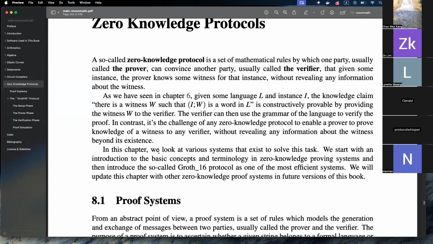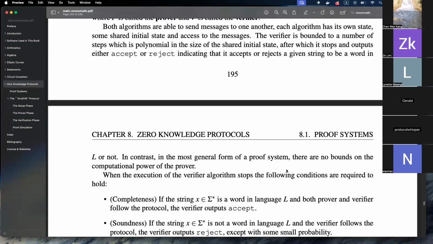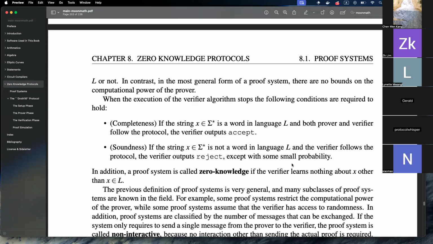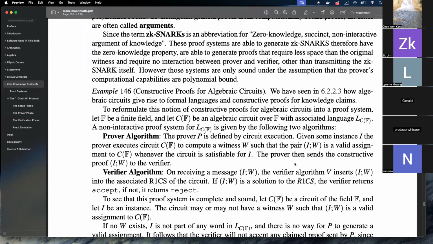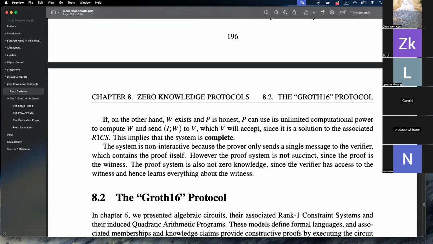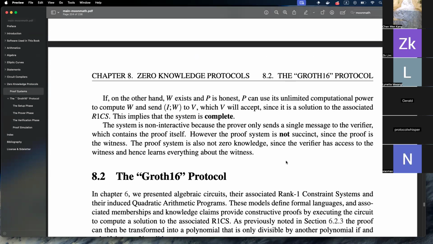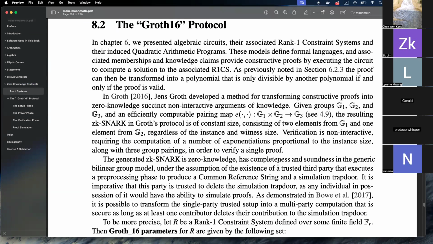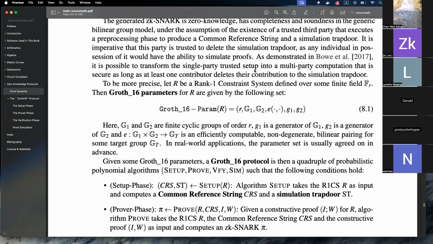Chapter 8. So let's start from 8.1. Any questions you have got when going through this? Okay, I suppose there's no questions. You can still write in the questions in the chat afterwards when you think about it. Let's go through chapter 2. So Graph 16 protocol is the main topic for today.